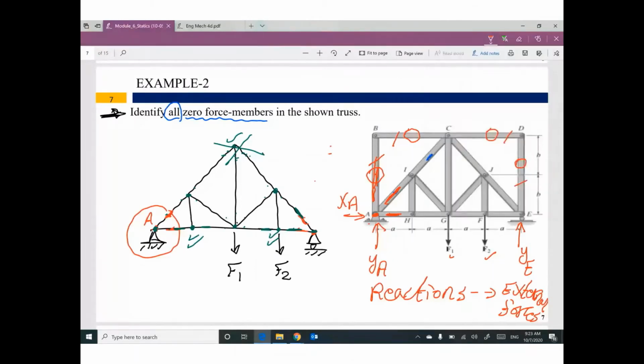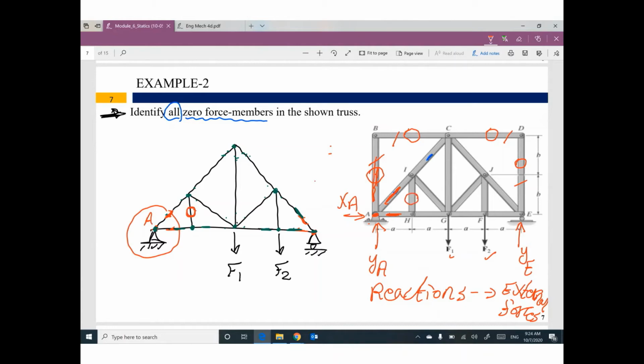External forces. Do you think this joint has external forces? No. That means this member will be 0. This joint, do you think we have external forces? Yes, F2. So this one is failed. I cannot say anything about this joint. So the final decision for this check: this member became 0, which is member HI.